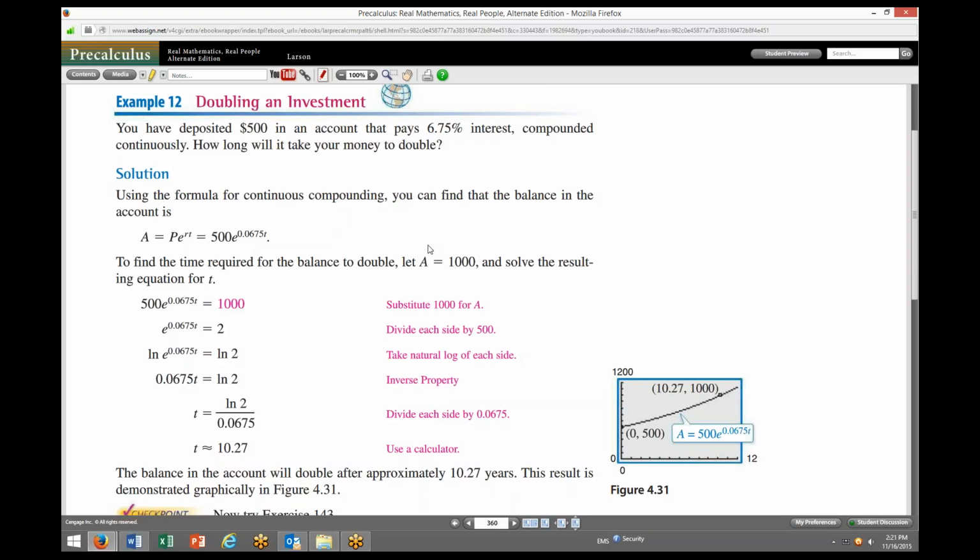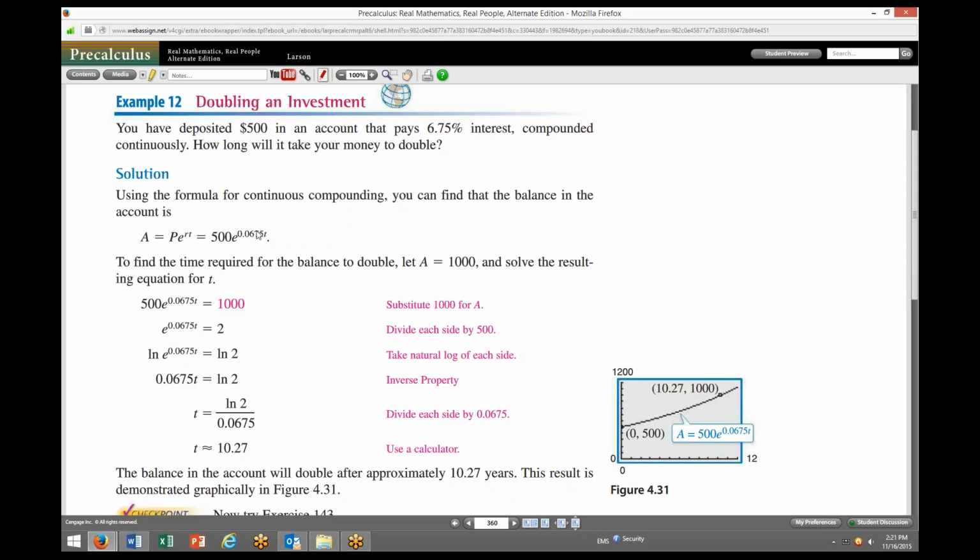Now, what do we know? Capital P, the principal amount, the money we started with, is 500. Little r is 6.75%, which as a pure decimal, moving the decimal point 2 places to the left, is 0.0675. So 0.0675 becomes, now listen to this, the coefficient of t in the exponent on e.